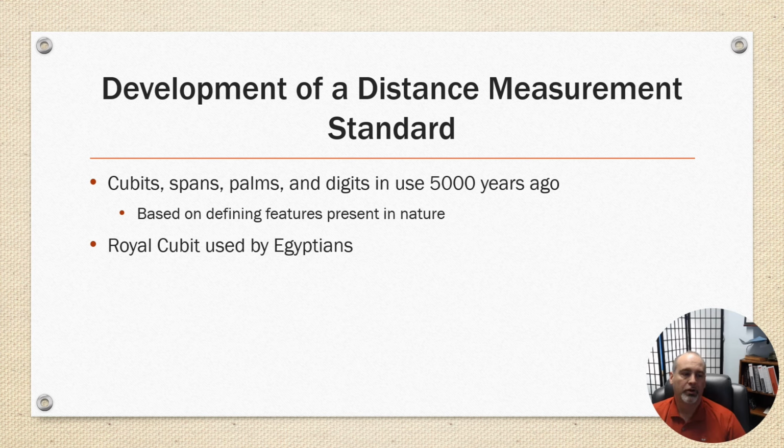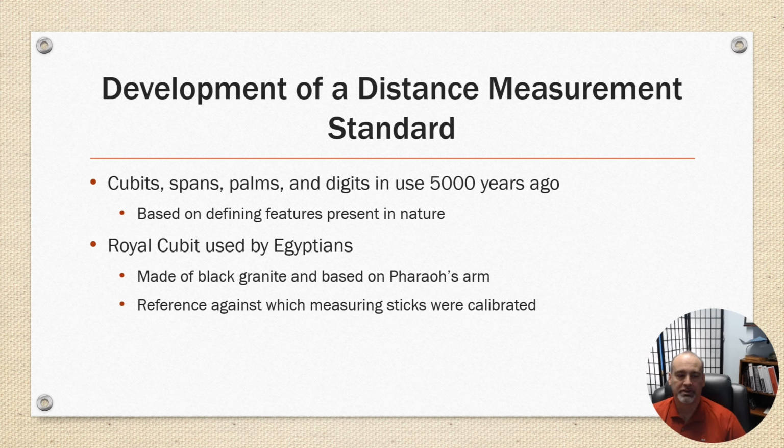The royal cubit used by the Egyptians was made of a black granite block based on the pharaoh's arm, and was the reference against which the measuring sticks were calibrated. Granite actually is a good choice. It's nice and stable. We still use it for modern inspection, but I believe every time the pharaoh changed, the length of the anatomy was slightly different, so then your system keeps changing.